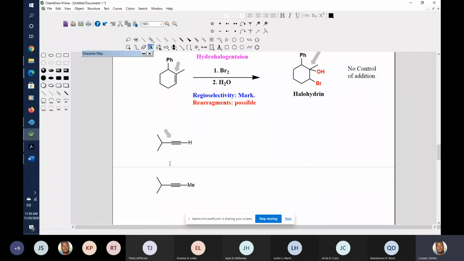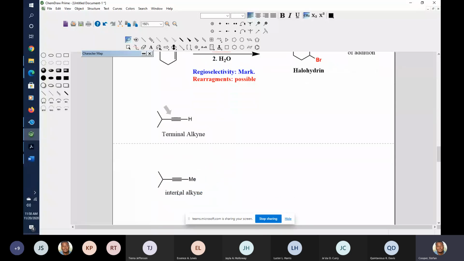When there's an H on the end, this is known as a terminal alkyne, just like the terminal at an airport. That means the triple bond is at the end of the structure. There's an H here, which means there are no other carbons on the other side of the triple bond. However, whenever there's another carbon on the end, so now the triple bond is not at the last carbon, the triple bond is referred to as internal. This is an internal alkyne. It's important for us to recognize the names of these two types of alkynes.